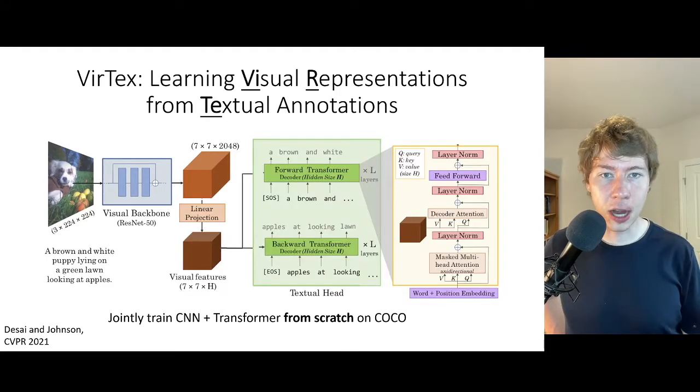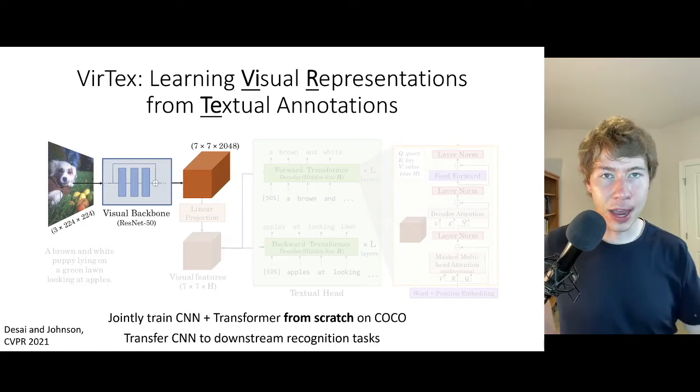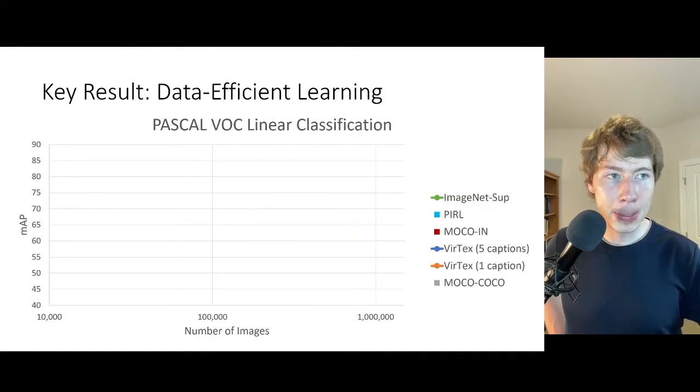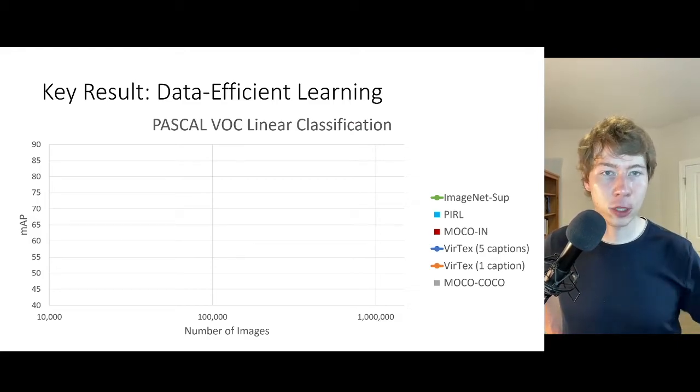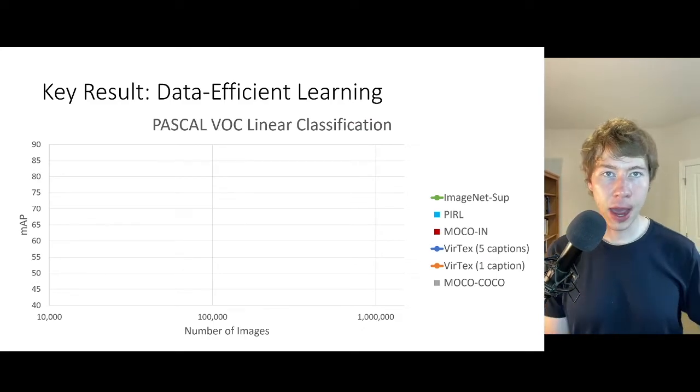We train this entire model jointly end-to-end to perform image captioning on COCO, and then we take the visual backbone, the ResNet-50, and transfer it to many, many different downstream visual recognition tasks. Now, our key result is that when we learn visual representations via language in this way, we end up with very data-efficient learning. One of the downstream tasks we look at is linear classification on the Pascal VOC classification dataset.